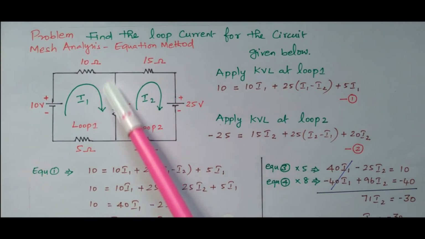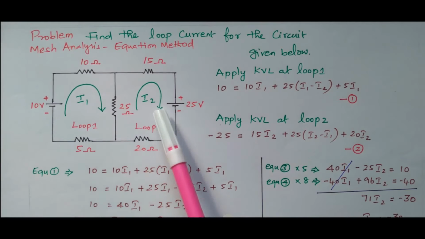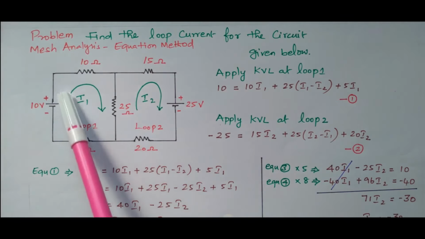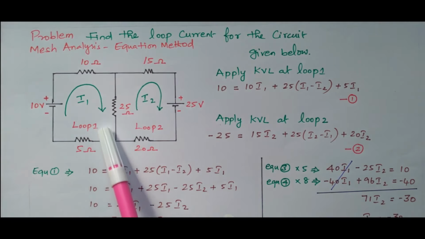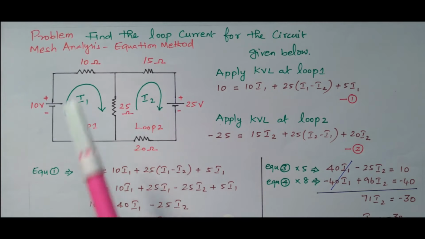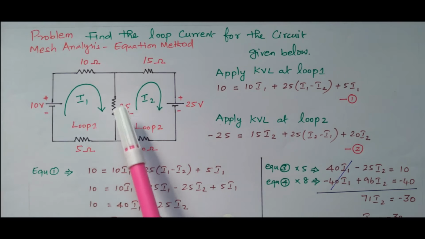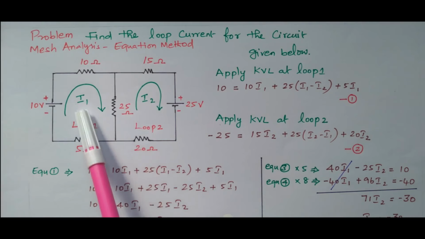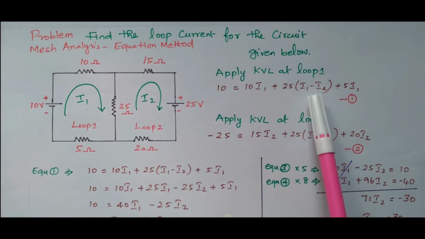What about the 25 ohm resistor? This 25 ohm resistor is connected between loop 1 and loop 2. It is common to loop 1 and loop 2. So the I1 current is flowing through loop 1 and the I2 current is also flowing through it from loop 2. I1 is flowing downwards, I2 is flowing upwards. Both are in opposite directions. So while considering this 25 ohm, we need to take I1 minus I2.